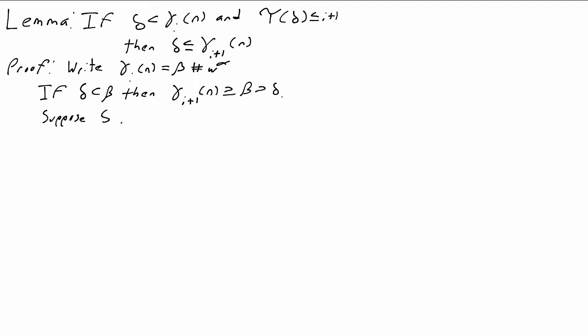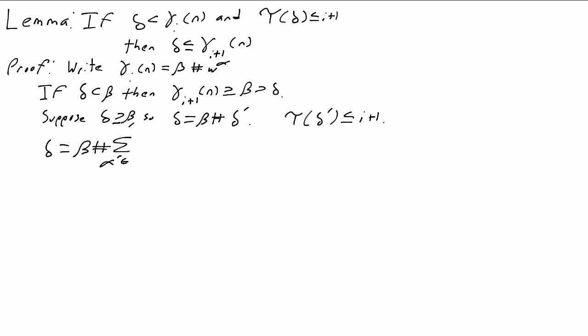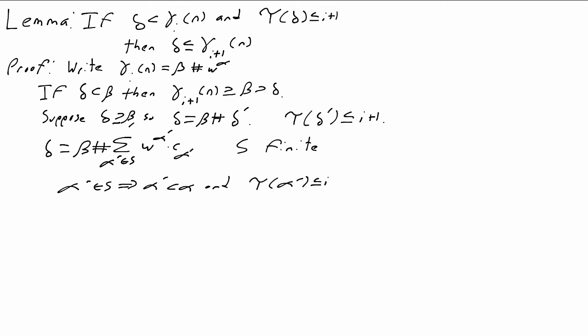So δ is β plus δ'. δ' might be 0, but in any case, since tau of δ is less than or equal to i+1, tau of δ' is also less than or equal to i+1. So δ must have the form β plus the sum over finitely many ordinals of ω to the α' times a constant c_{α'}. Since δ is less than β plus ω to the α, each α' in the sum must be less than α. Each α' must have tau of α' at most i+1, and c_{α'} is at most i+1.